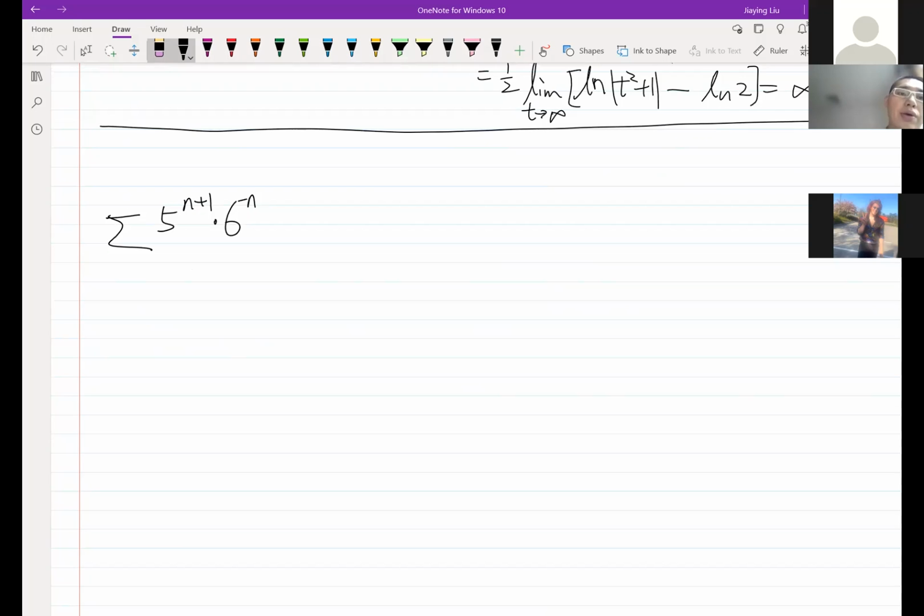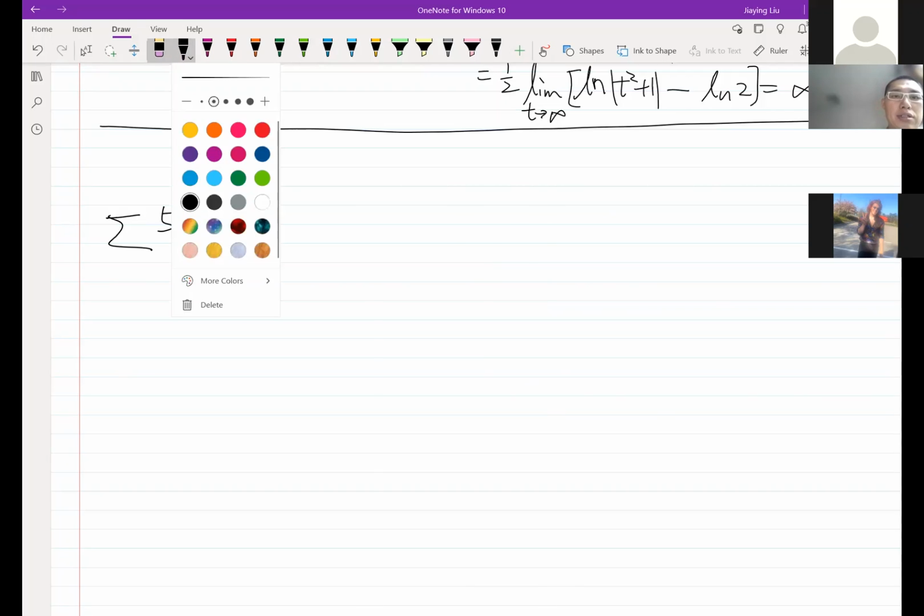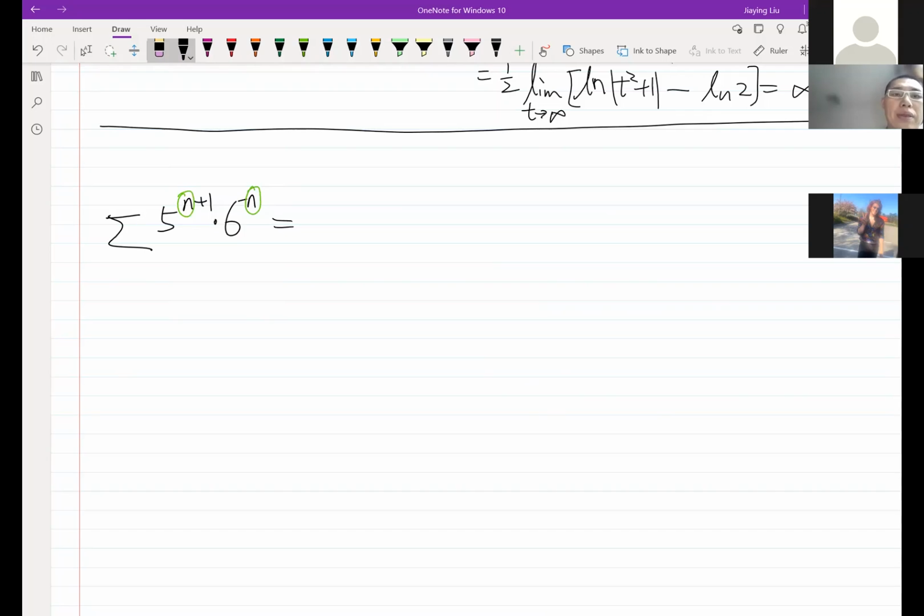So this is a homework question. When you see something like this, the first thing I notice is that 5 is raised to the power n, and the 6 is also raised to a power of n, but it's negative, right? So what I'm going to do is rewrite this expression by splitting the 5 to the n plus 1, writing it as 5 to the n times 5 to the first power. And then 6 to the negative n, I'm going to write as 1 over 6 to the n, so divide by 6 to the n.